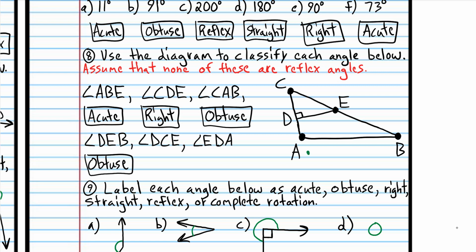So now angle DCE. DCE would be this angle here. Is that acute, obtuse, straight, or right angle? Well, it looks like that angle measure is going to be about maybe 45 degrees. So that's going to be an acute angle because its measure is less than 90 degrees.